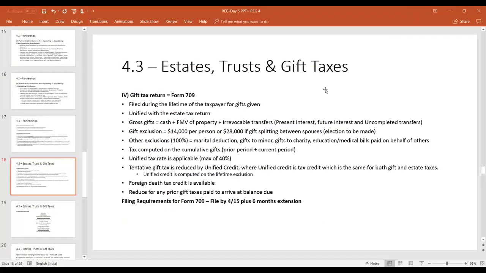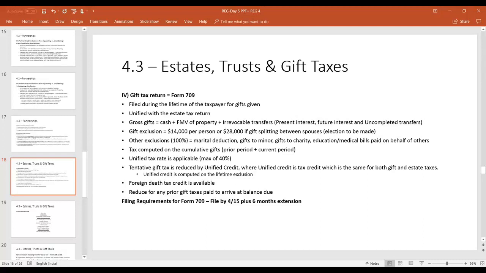Now, we looked at these gift tax exclusions. We said it's $14,000 per person, or $28,000 if an election is made to split the gifts between the spouses. There are certain other exclusions, which are 100% exclusions. Marital deduction: I'm gifting to my spouse, I get 100% deduction for that.